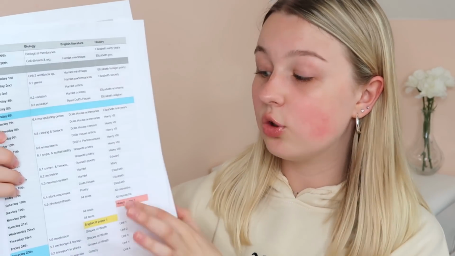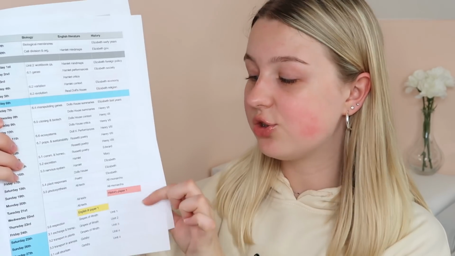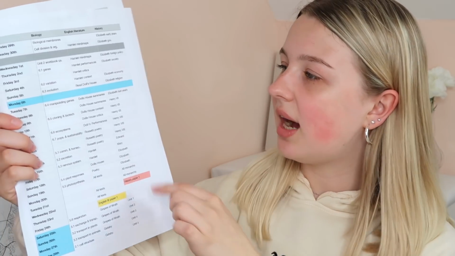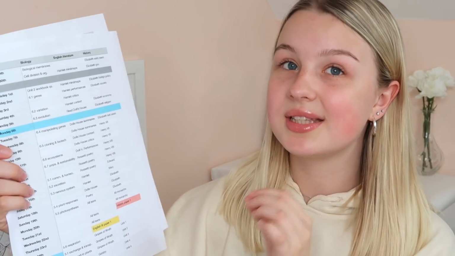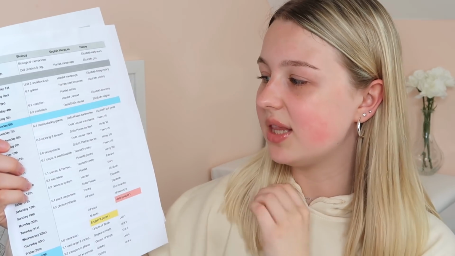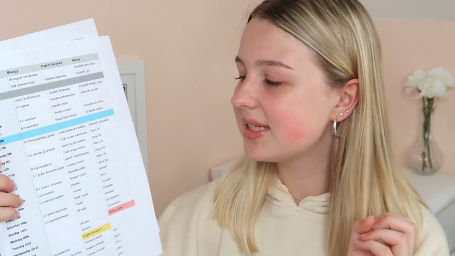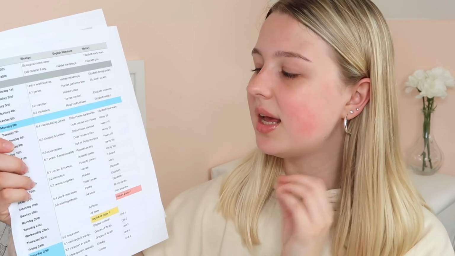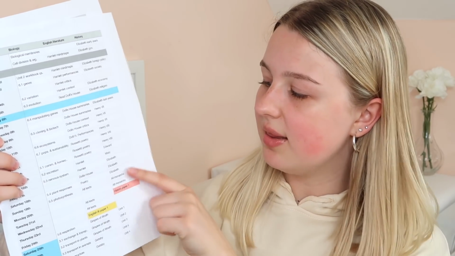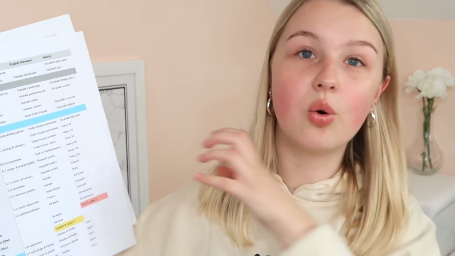So the way that I did it for Tudors, for example, which is my history paper 1 down here, is I've done 3 days on Henry VII, 3 days on Henry VIII, because they are bigger topics, and then I've just done 1 day on Edward, 1 day on Mary, because they are really small topics in comparison, 3 days on Elizabeth, and then 2 days just to study all of the monarchs.